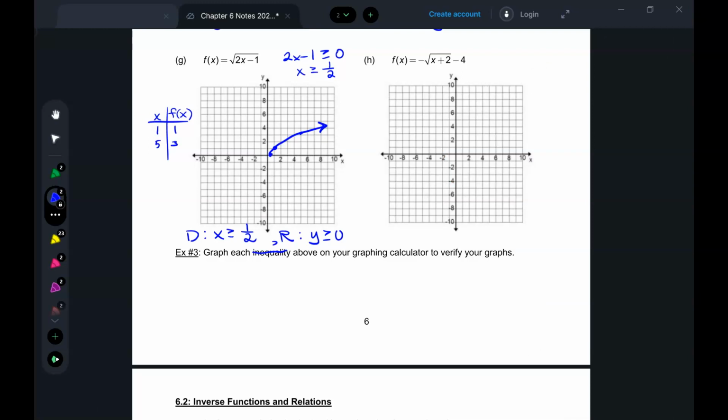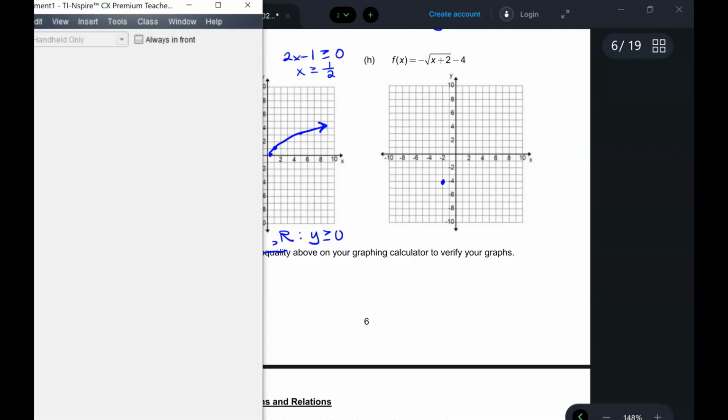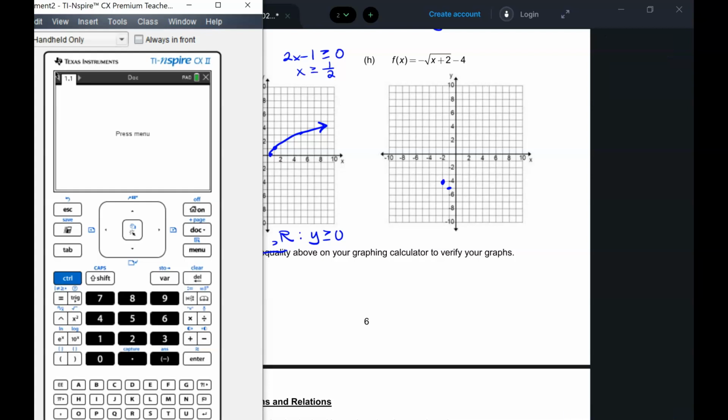Okay, last one. Negative 2, negative 4. And this one's going to go here. And wait, if I plug in 3, that's going to give me square root of 5. How about plug in 2?